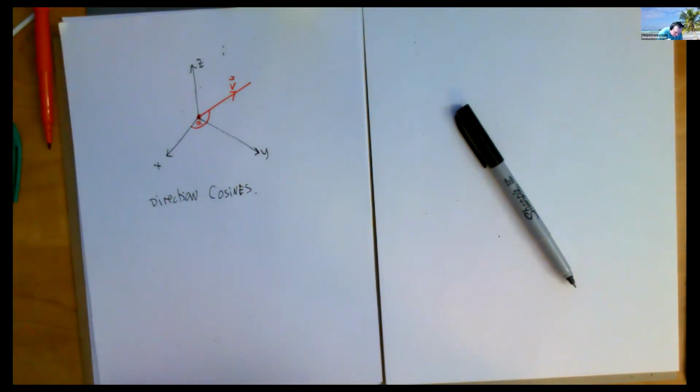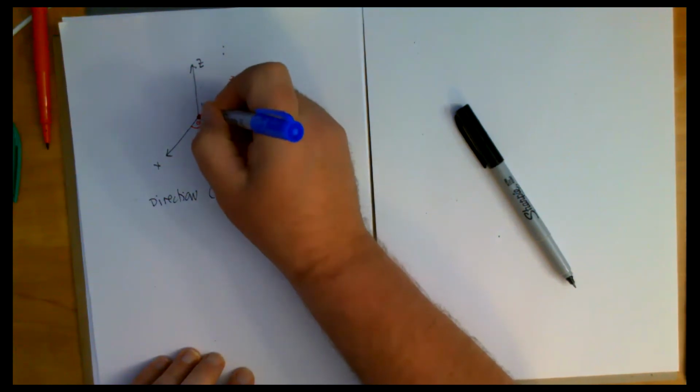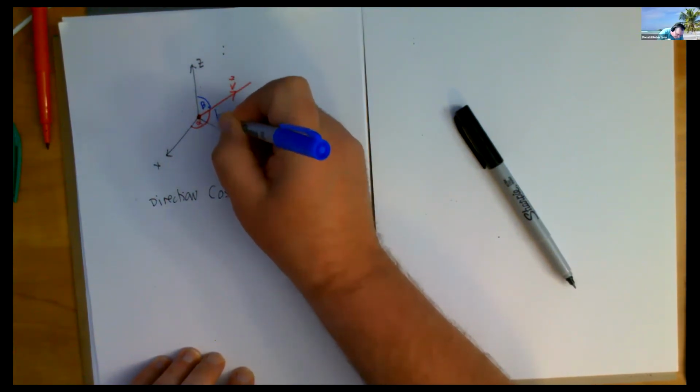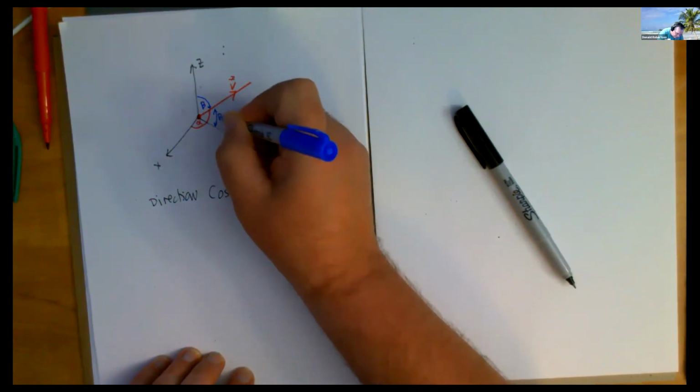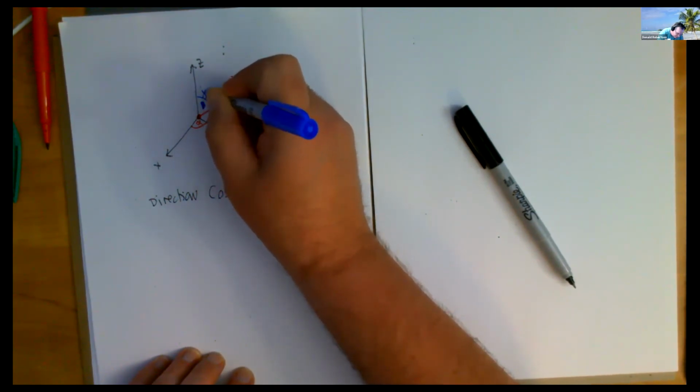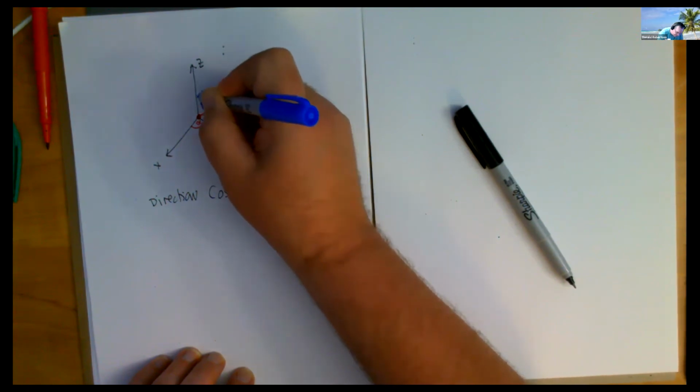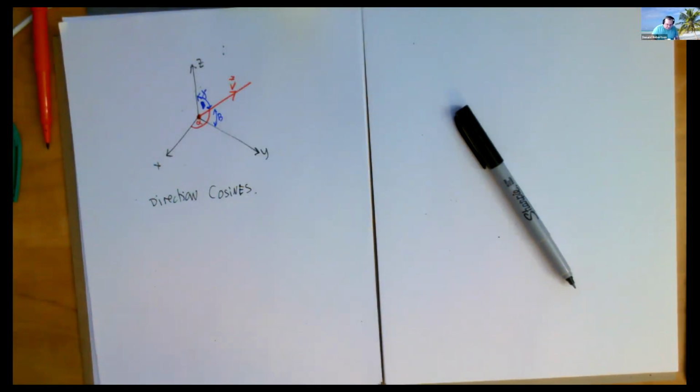The angle that it makes with the y-axis is called beta. And the angle that it makes with the z-axis is called gamma.